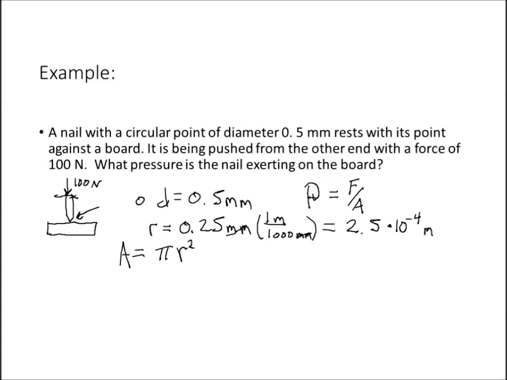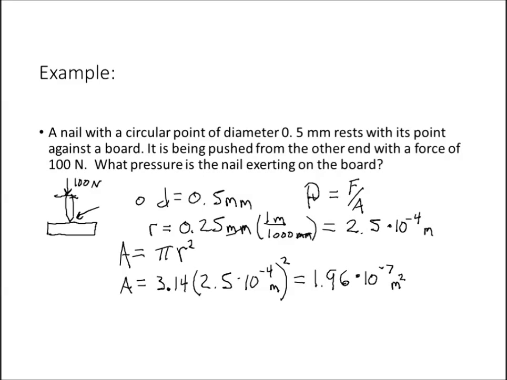To find the area of a circle with radius 2.5 times 10 to the minus 4 meters, we'll plug in. So area, we'll use 3.14, that's the approximate value for pi, and then we multiply by 2.5 times 10 to the minus 4 meters squared. And we get an answer of 1.96 times 10 to the minus 7 square meters.